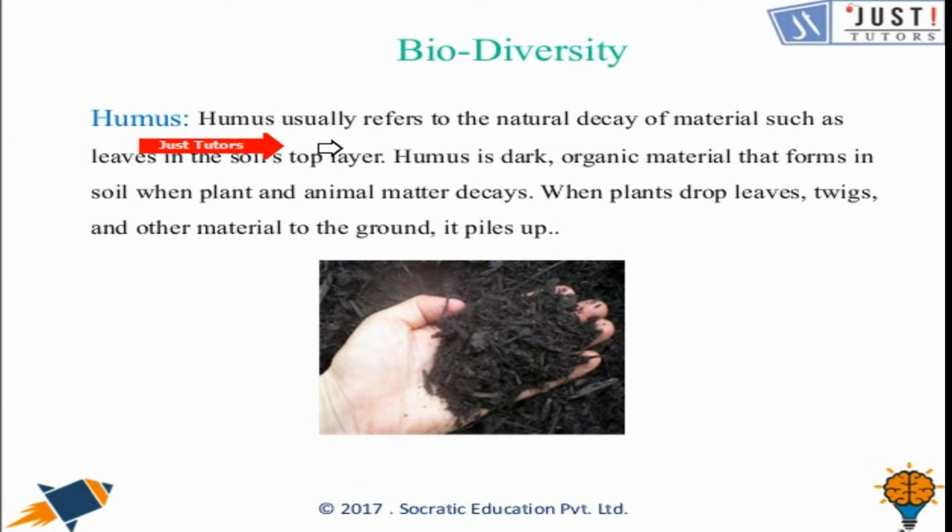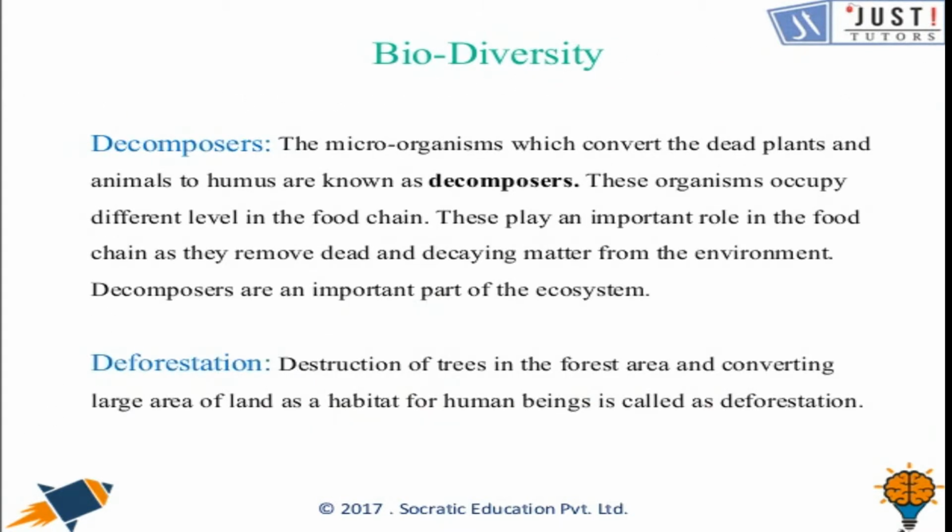Humus usually refers to the natural decay of materials such as leaves in the soil top layer. The presence of humus ensures that the nutrients of the dead plants and animals are released into the soil, and from there these nutrients are again absorbed by the roots of the given plants. Now let's move forward, and the next term is decomposers.